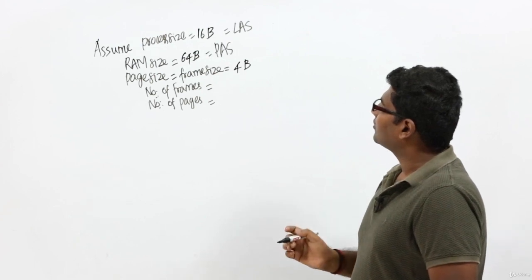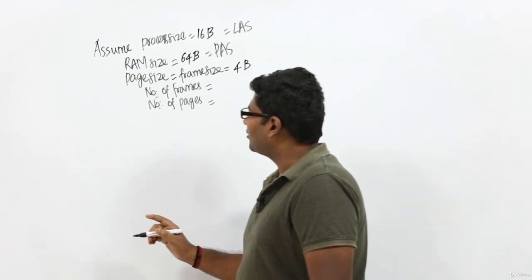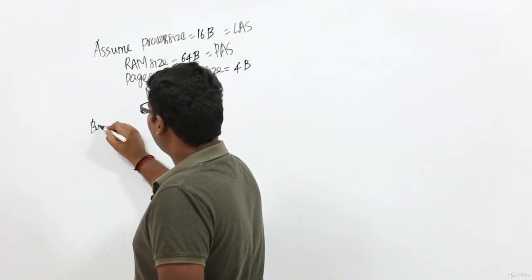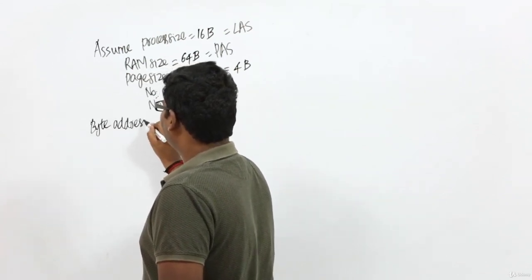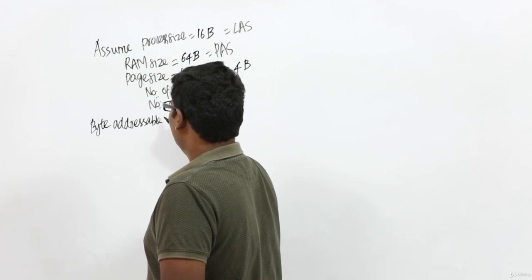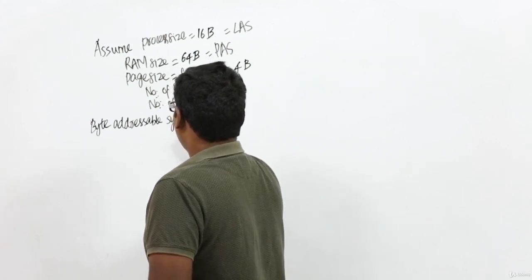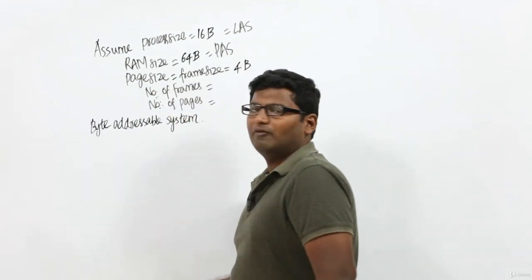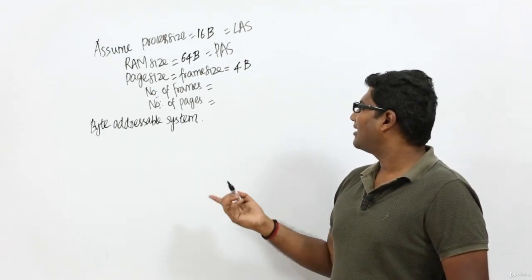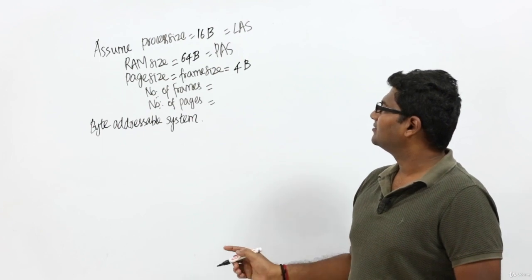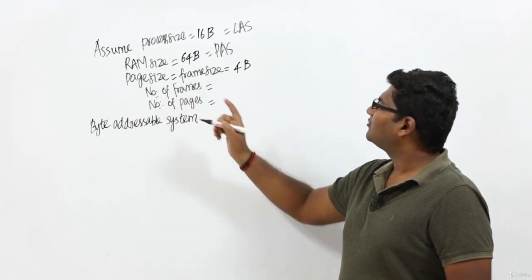Now let us also assume that it is a byte addressable system. What do we mean by a byte addressable system? Every byte of our RAM will be given a unique address. That is what we mean by a byte addressable system. Anyway, let's see this. What is the number of frames we will have?